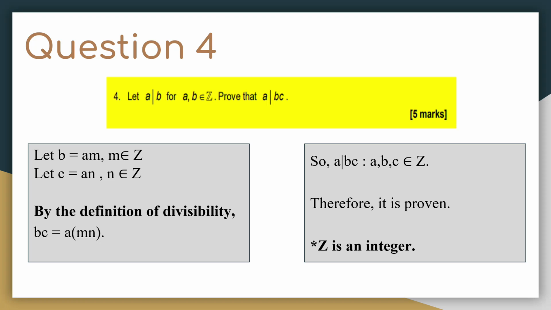So, by the definition of divisibility, bc is equal to a times mn. Okay, so this shows that a divides bc such that a, b, c are integers. Therefore, it is proven. Note that Z is an integer.